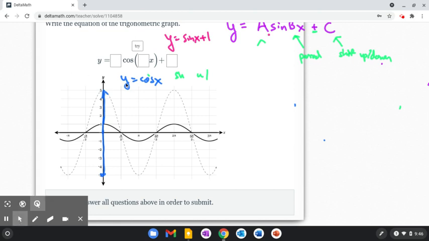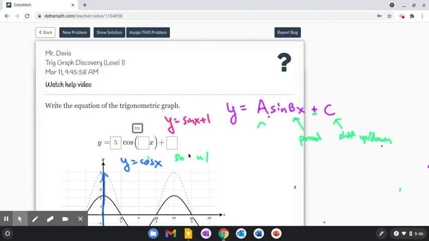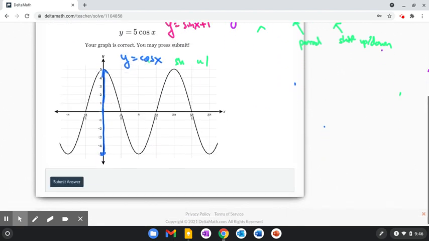So we're just going to write a 5 here in front. And nothing else will need to change. I think in this first section, it might only require 1 change in these. And in this case, it's just amplitude. And boom, we've got it there.